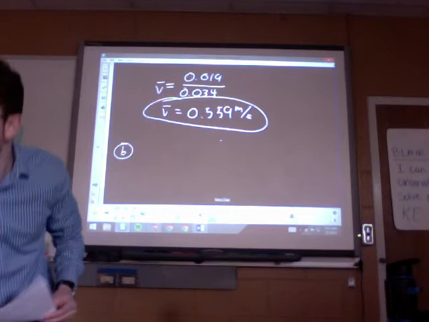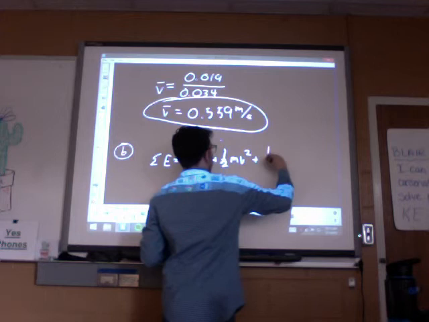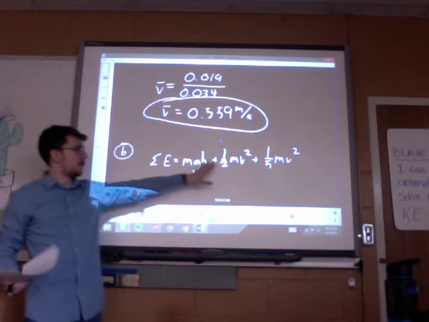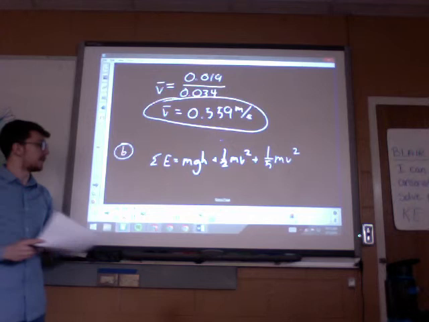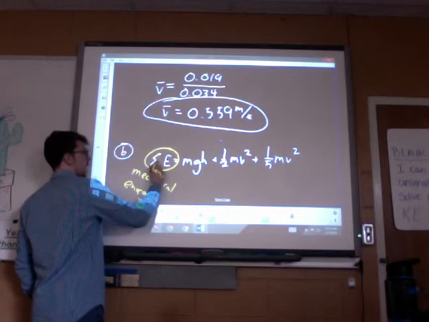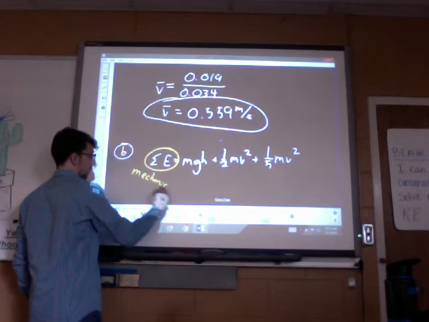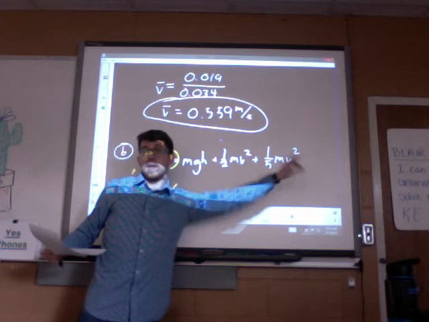So this is what we're looking at: MGH plus 1/2 M V squared plus 1/5 M V squared. Oh my gosh, there's just so much. What is that? This is mechanical energy. This little guy means sum, but I don't think we need to know that. Mechanical energy, that's what that is. That's a 1/2. The 1/5 is for rotational, and this is the only problem where we'll use that.